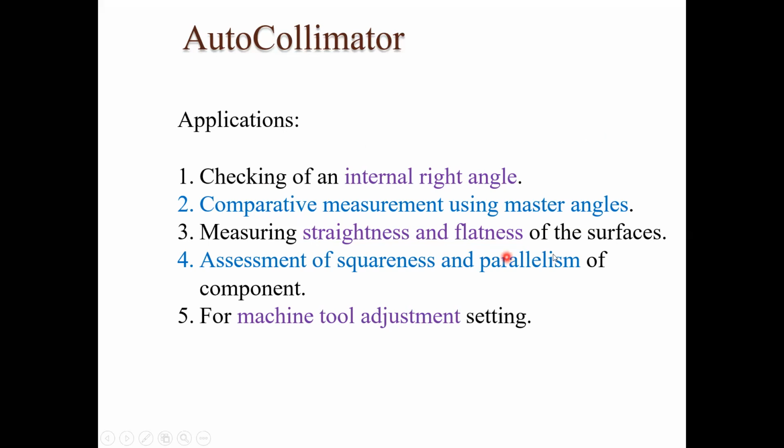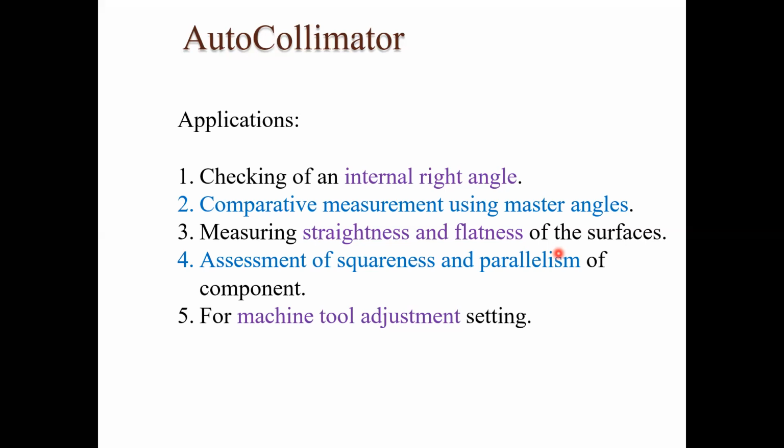Measuring straightness and flatness of the surfaces. You can measure the straightness and flatness of the surfaces. How to measure the straightness and how to measure the flatness? I already told you. In order to measure the straightness or the flatness, first you have to use the slip gauge, a well finished end, as the reflective surface. Once the well finished surface is placed in the path of the beam, the beam reflects in the same path and occupies the position O.